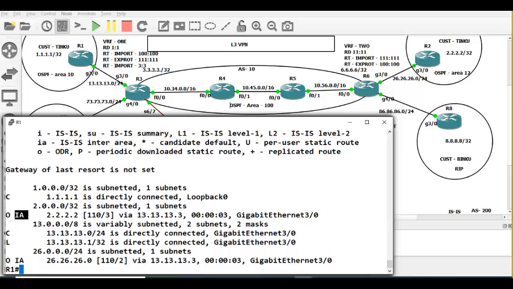We took OSPF, redistributed into BGP, and again from BGP to OSPF. Usually, when we do redistribution, they are seen as external networks, so you used to get E2. But how? We see it as IA.